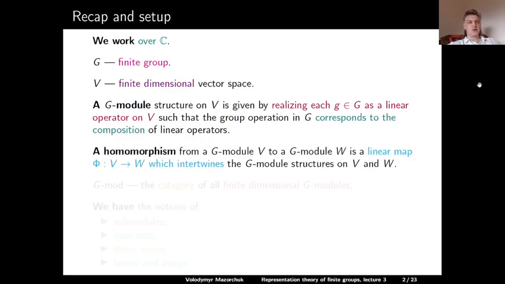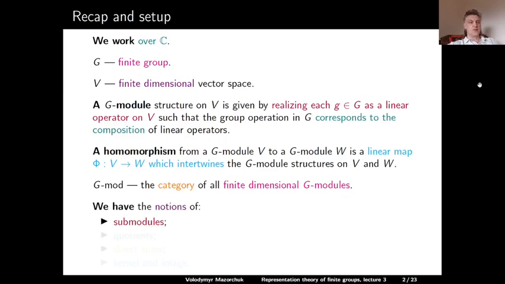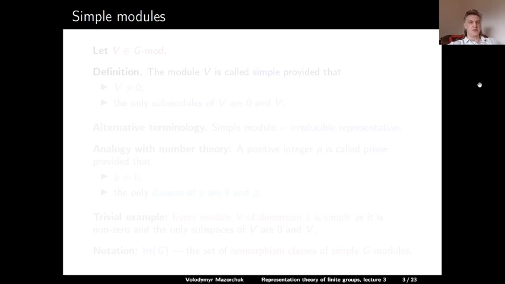A homomorphism from a G-module V to a G-module W is a linear map phi from V to W, which intertwines the G-module structures on V and W. And G-mod with little m denotes the category of all finite-dimensional G-modules. So as usual, we have the natural notions of submodules, quotients, direct sums, and the kernel and the image of a homomorphism. Let us now define simple modules.